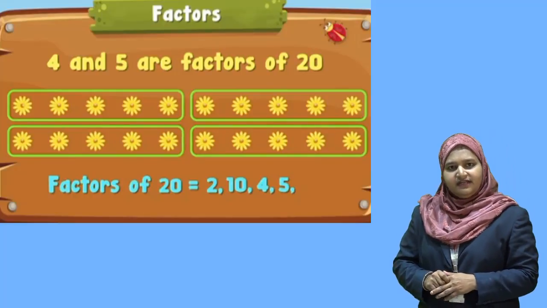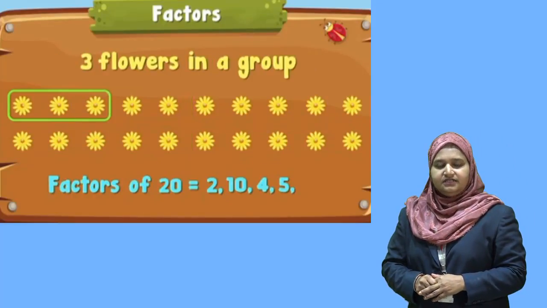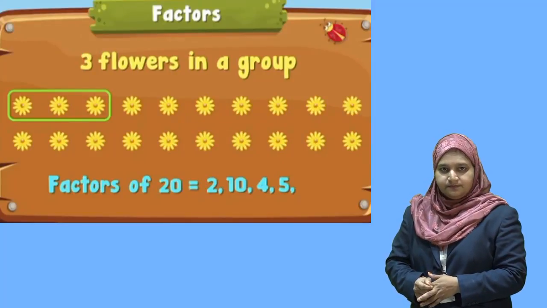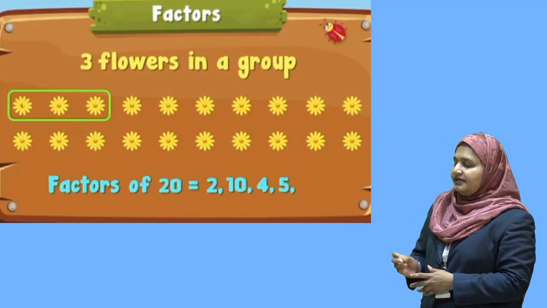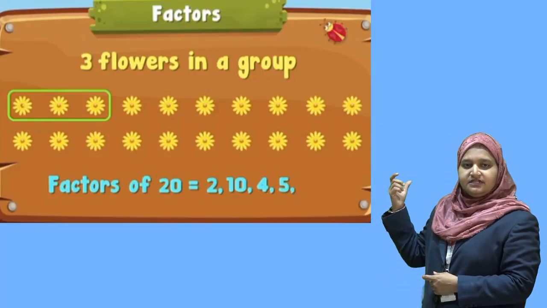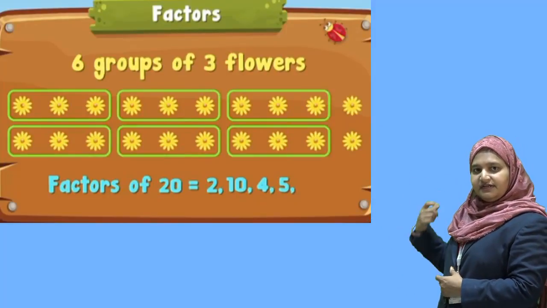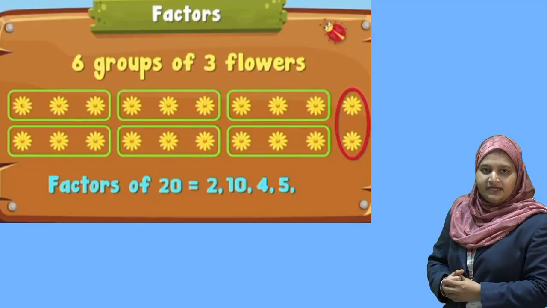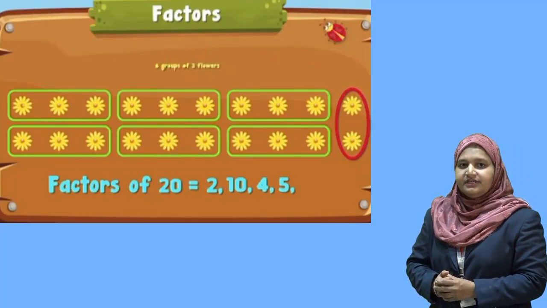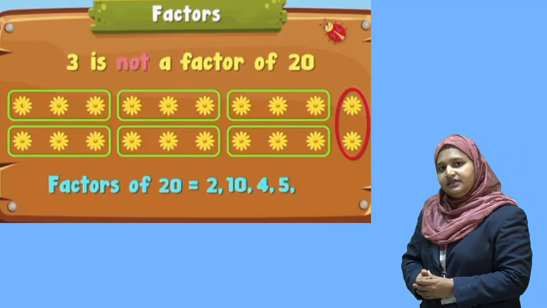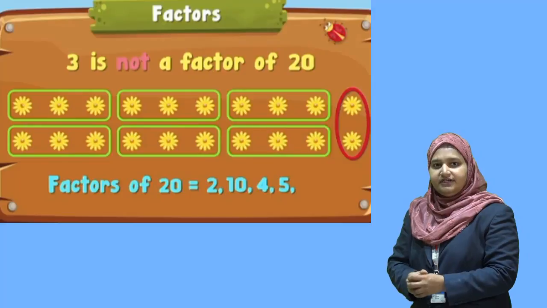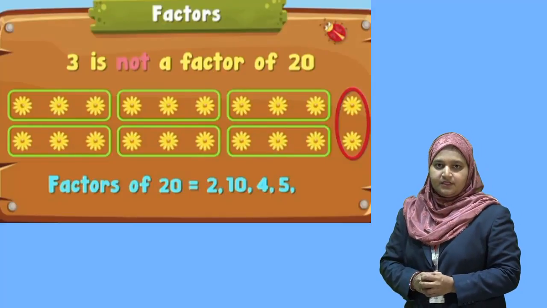Can we divide 3 flowers in one group? We can put 3 flowers in one group. It is divided into 6 groups, but it is leaving 2 flowers behind. Thus 20 cannot be divided by 3 exactly. So 3 is not a factor of 20.